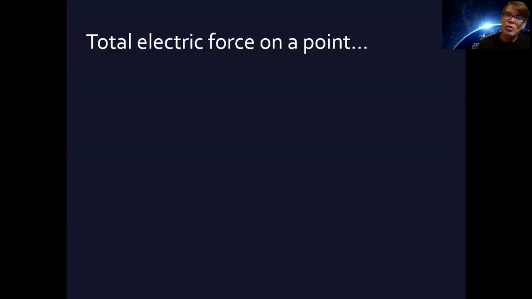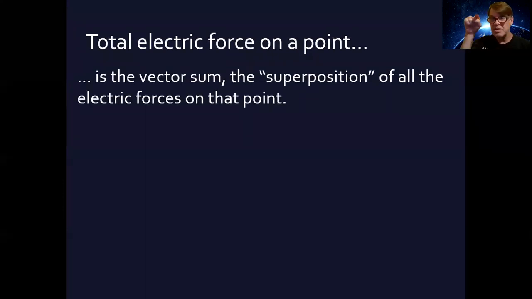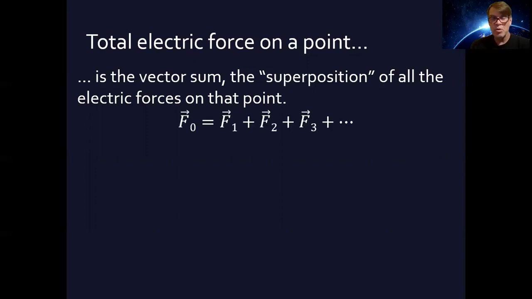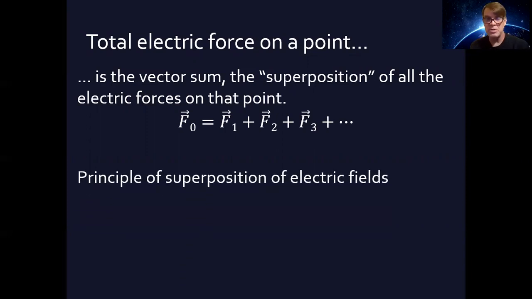Now we know from earlier in this chapter that the total electric force at a particular point is basically the vector sum, the superposition of all of the electric forces at this particular point. Call this the superposition principle. So the total force on this point right here is force 1 coming from this direction, electric force 2 coming from this direction, electric force 3, and so forth. Now, in this section, we want to extend that principle to the principle of superposition of electric fields.